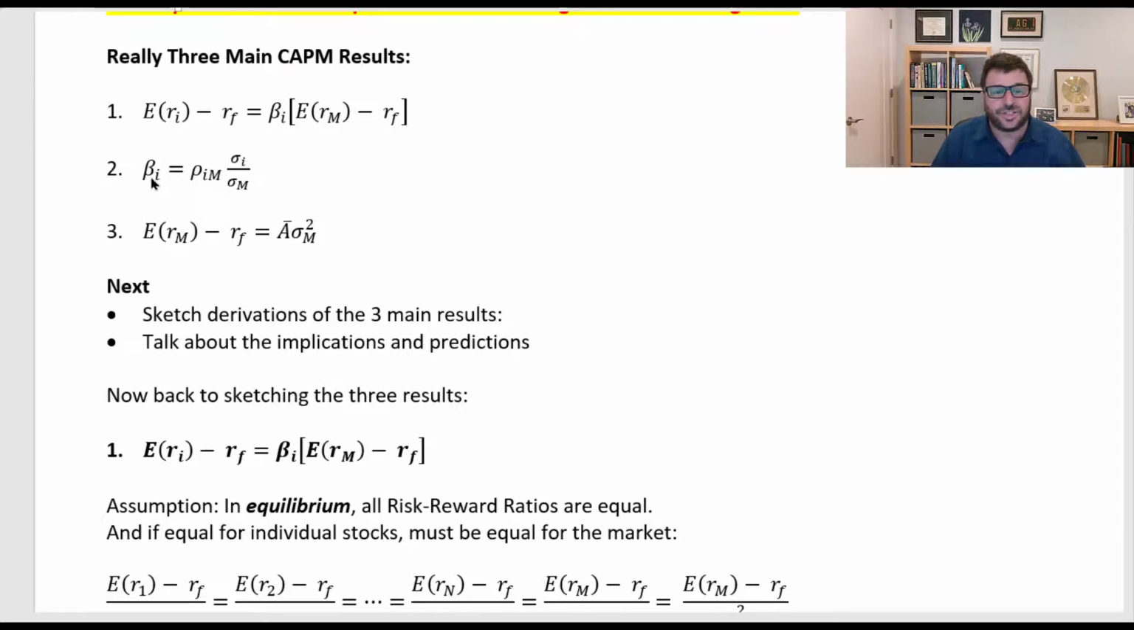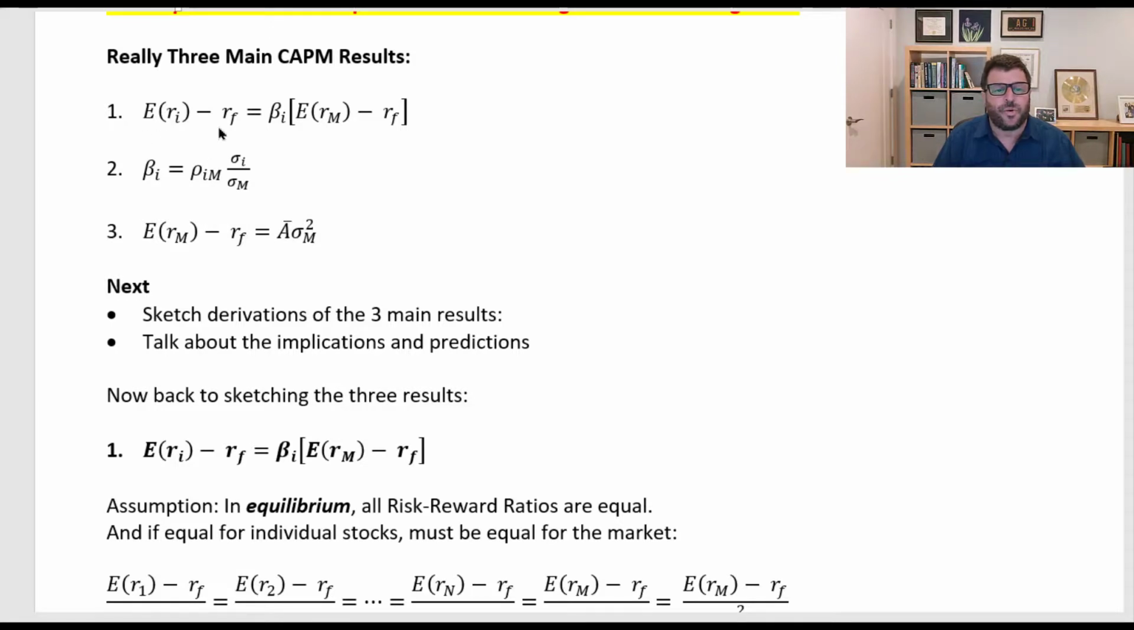The last main finding of the CAPM concerns this part of this initial equation. So we've just talked about what it is that determines this part, and that's going to be correlation and relative volatility. What is it that determines this part of my risk premium for a stock? And what we're going to find is that the risk premium for the market is going to be a function of the average risk aversion parameter for everyone in the market times the market volatility.